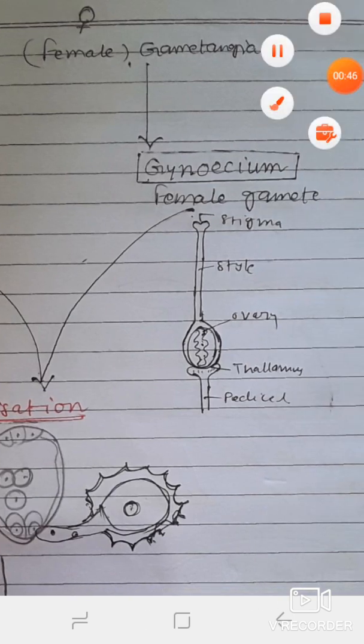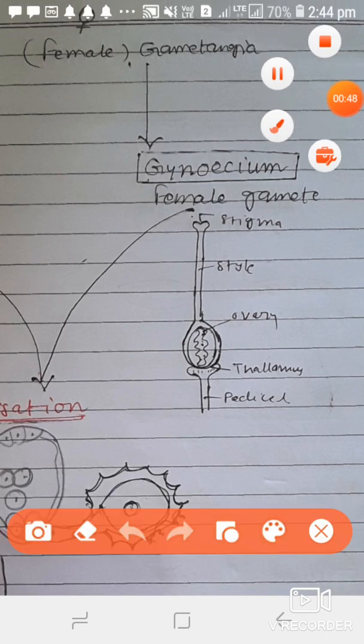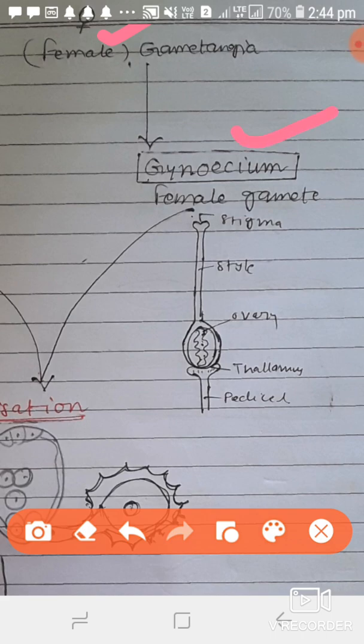Female gametangia can also be represented with the help of a symbol, the female part symbol, and this female gametangia is also called gynoecium. A typical gynoecium has different distinct structures like stigma, style, and ovary. Below the ovary, the base of the ovary is called thalamus, and then pedicel. Pedicel is also called the stalk of the flower.